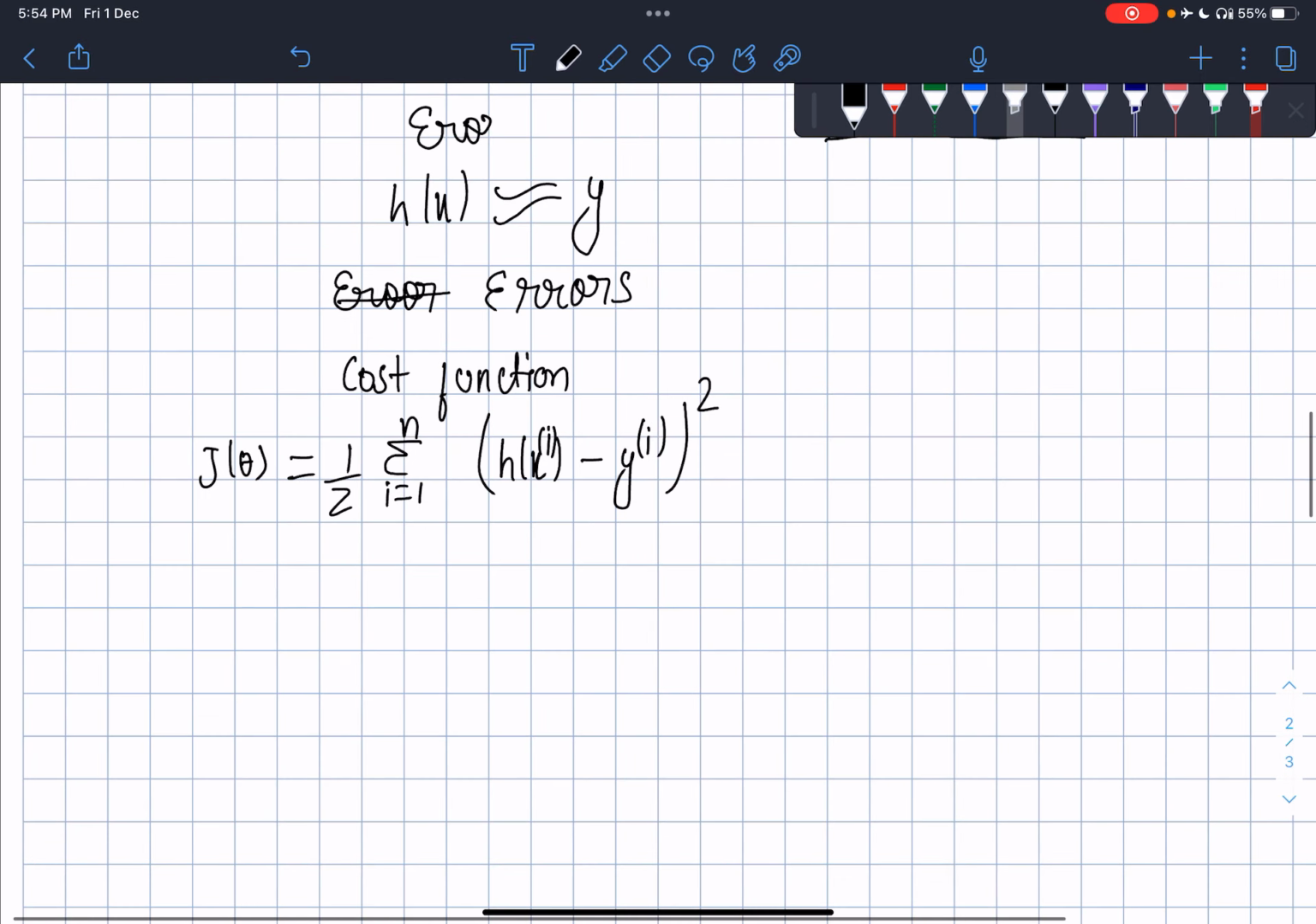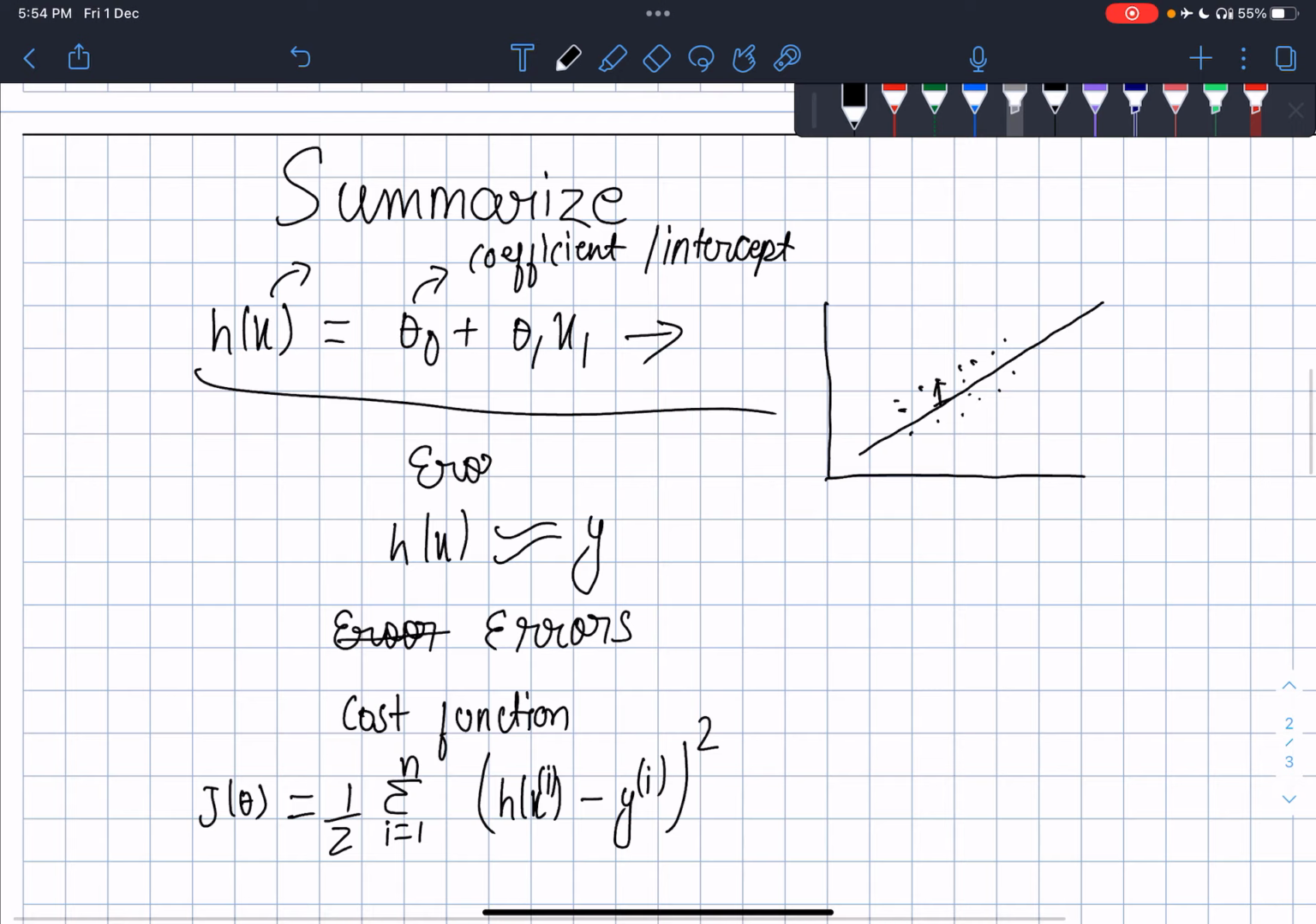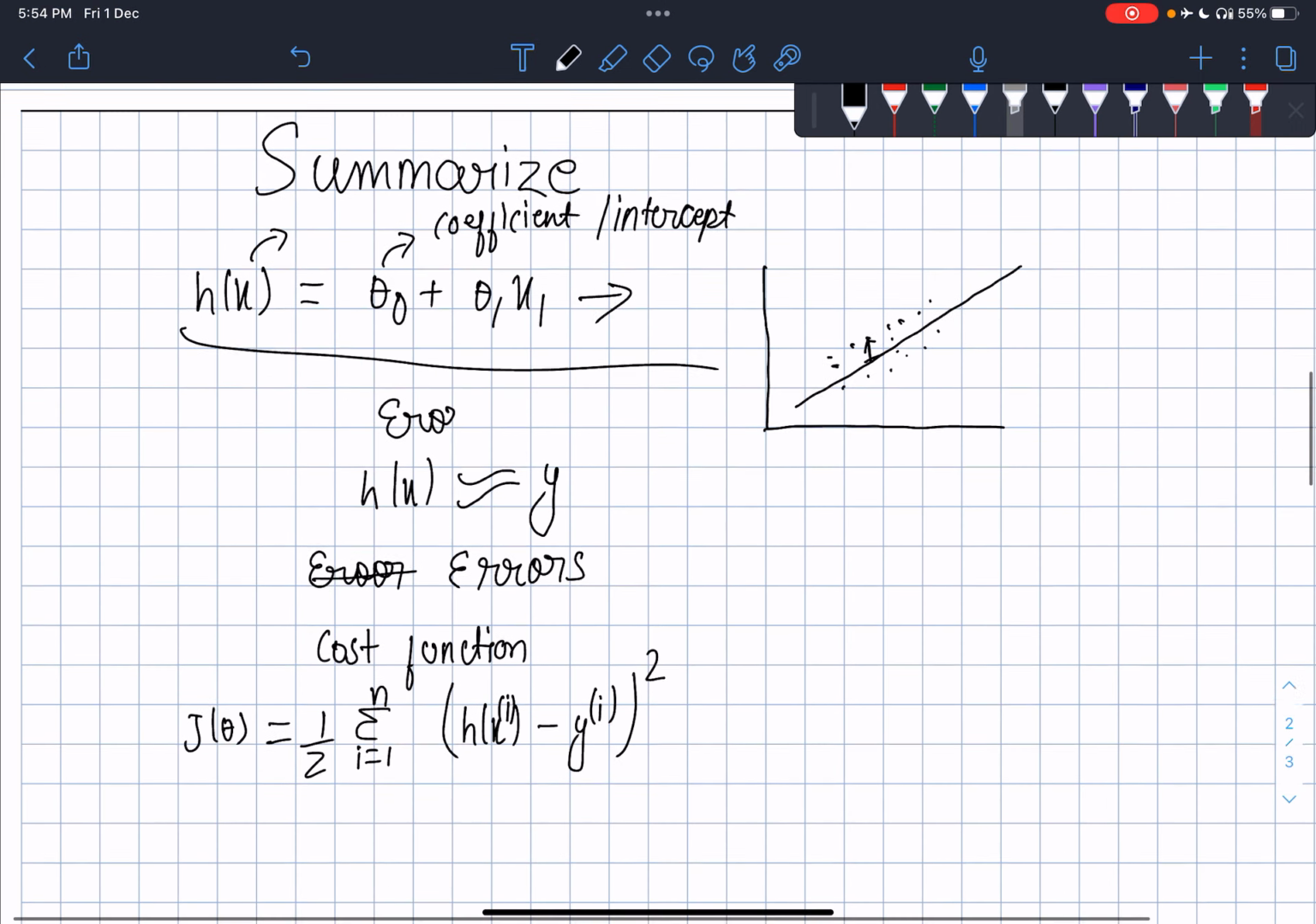Now we'll be doing more later. So this is our summary. So we have the data.